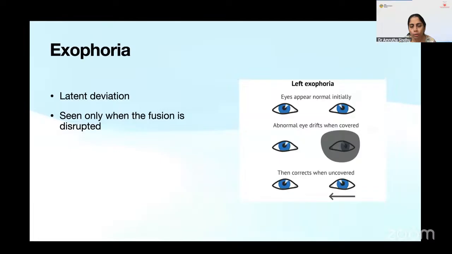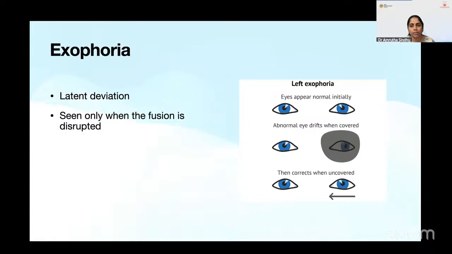So before moving on to the classification, let's first know what is exophoria. You can recall that, as I previously told, tropia means a manifest deviation, whereas phoria is the opposite of that. That is, it is a latent deviation. So exophoria means it is a latent exodeviation.